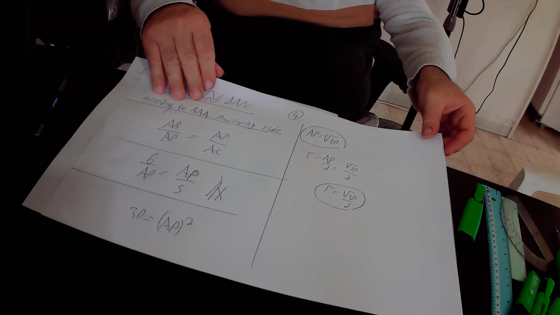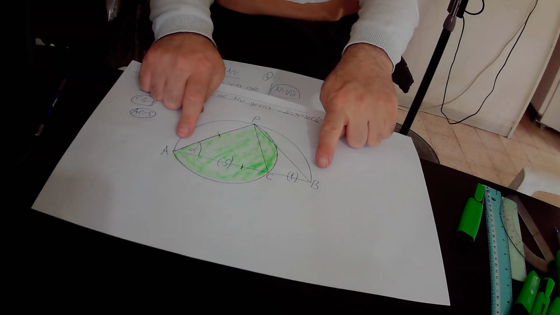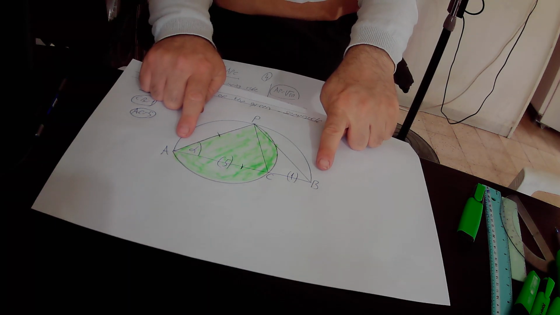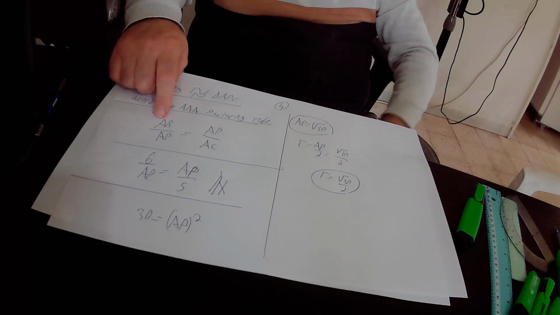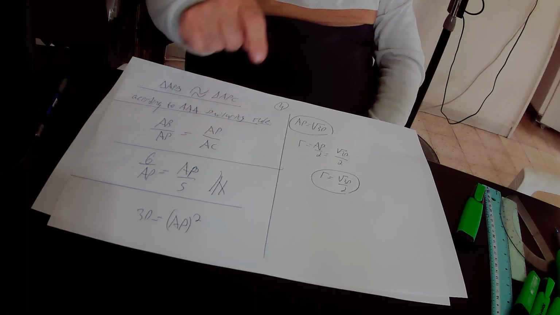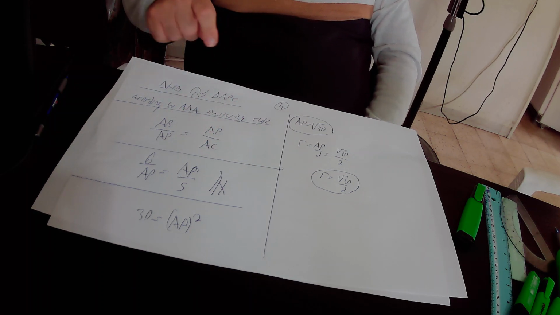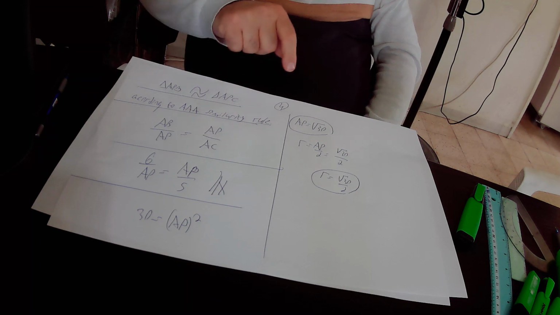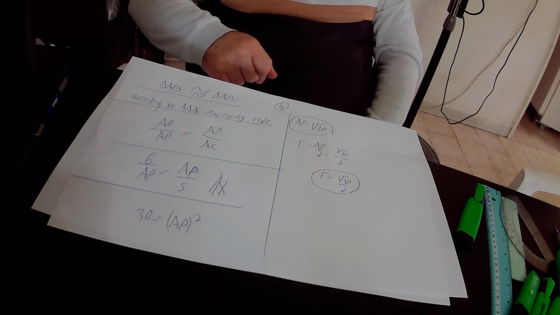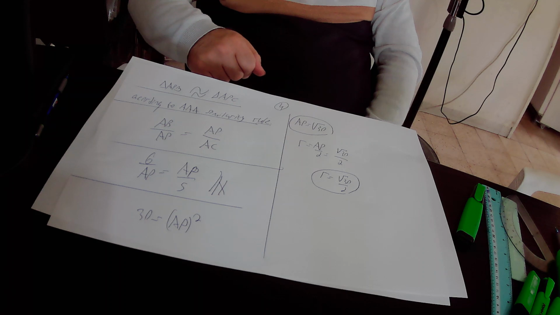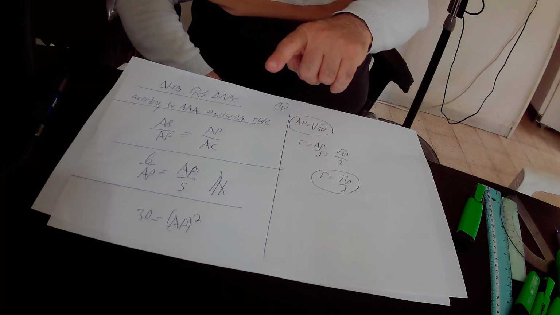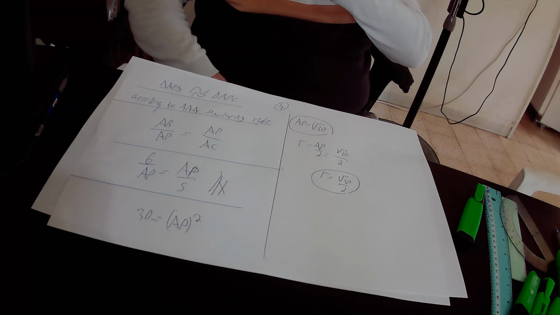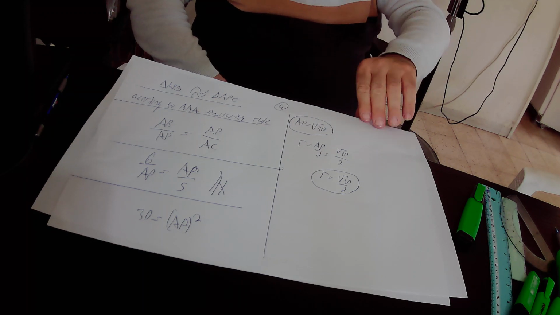AB in total is 5 plus 1, that is 6, and AC is 5. So here we substitute AB by 6 and AC by 5, and find that 6 over AP equals AP over 5. Here we can cross-multiply this equation and find that 5 times 6, that is 30, equals AP squared. So we solve this equation and find that the missing side AP equals the square root of 30 units in length.